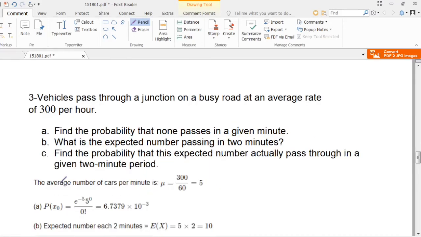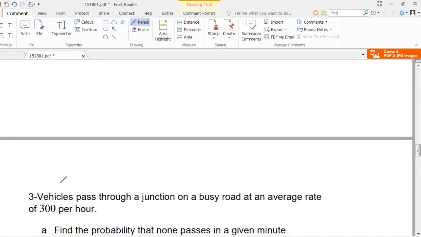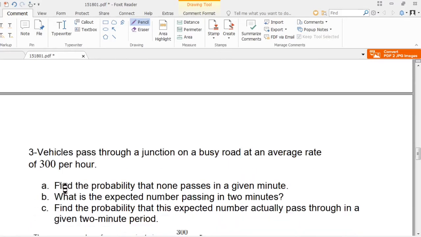So third example is about a vehicle passes through a junction on a busy road at an average rate of 300 per hour. Find the probability that none passes in a given event. What is the expected number of passing in 2 minutes? Find the probability that this expected number actually passed through in a given 2-minute period. So at first you have big vehicle pass, and he asking about the probability of none passes. So it strikes to you that it's a rare event.